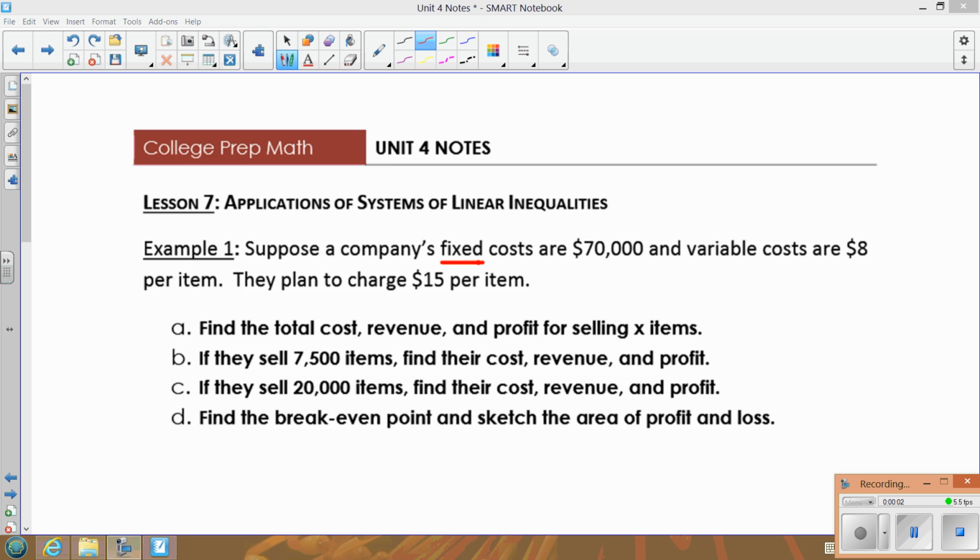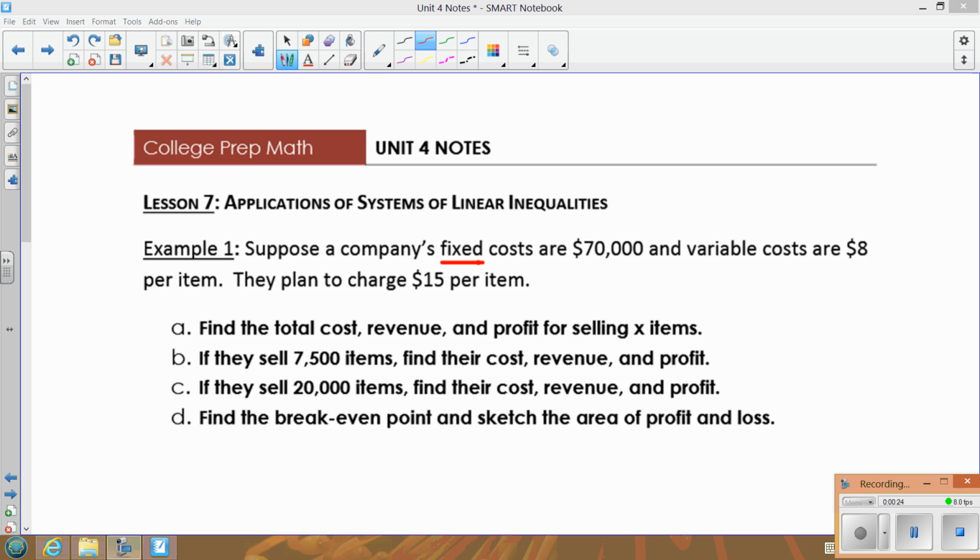Lesson 7 is dealing with an application problem with a business. And the first part of the problem is really just going to be talking about total cost, revenue, and profit. And then we're going to get into how we can use a system of linear inequalities to help us understand the profit versus loss for this business.